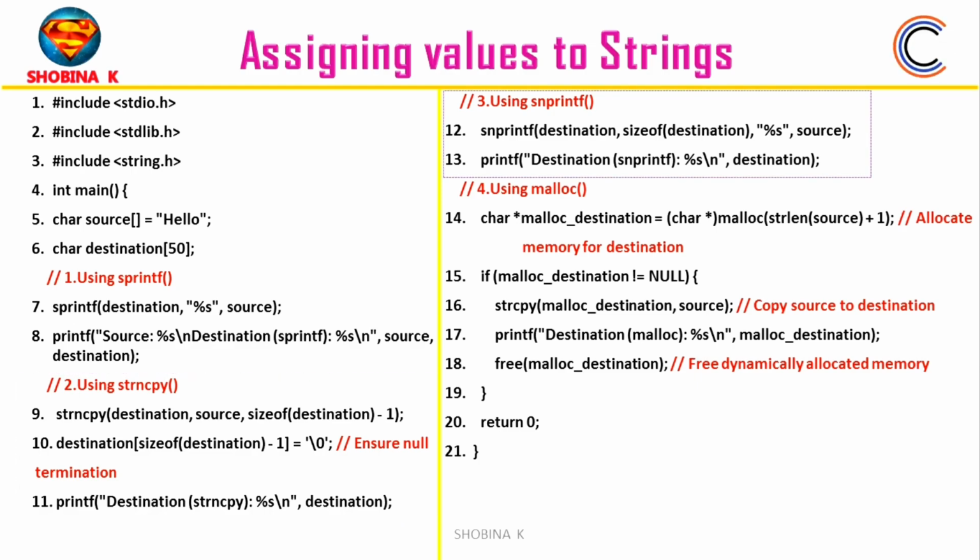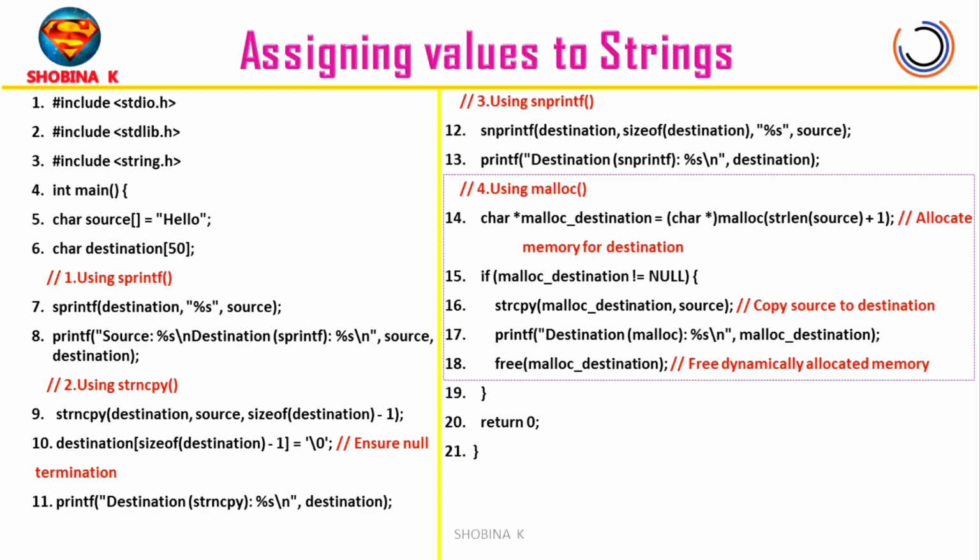In the next part, we use the snprintf function, which is used to copy the source string to the destination buffer with a specified maximum buffer size to prevent buffer overflows. It prints the destination string copied using snprintf. And next, we use malloc. Here we dynamically allocate memory for the destination string using malloc. It copies the source string to the dynamically allocated memory using the strcpy function, and it prints the destination string copied using malloc.